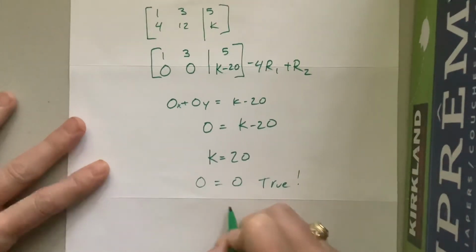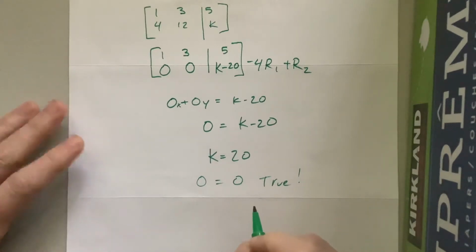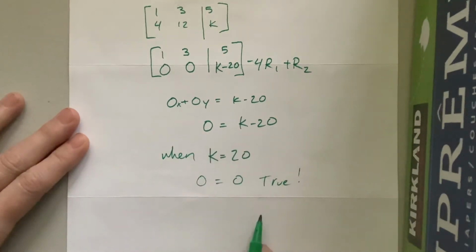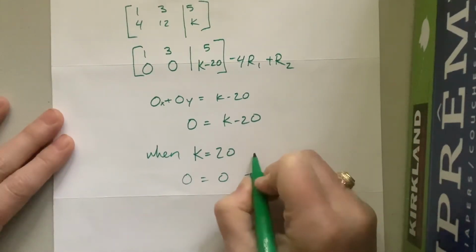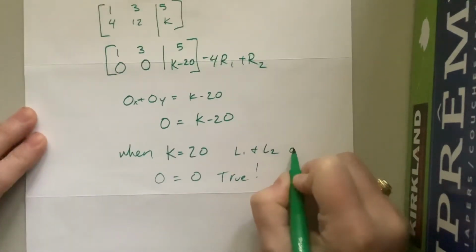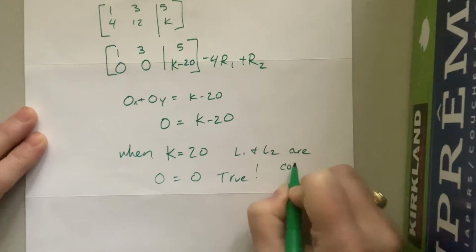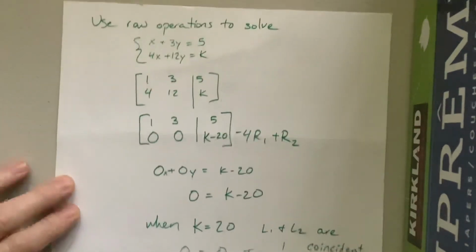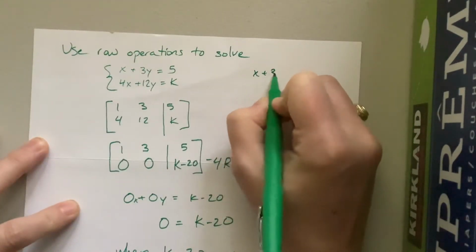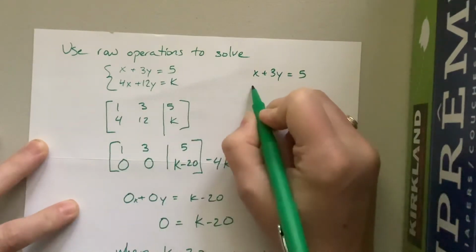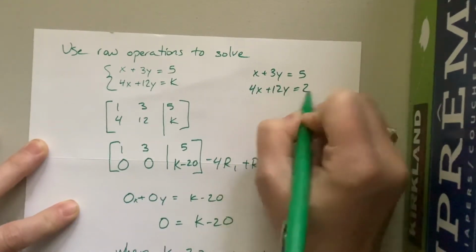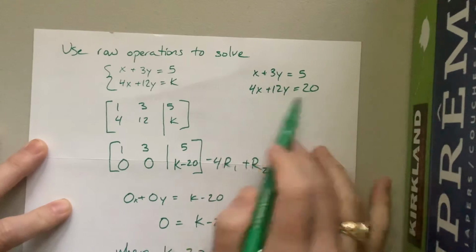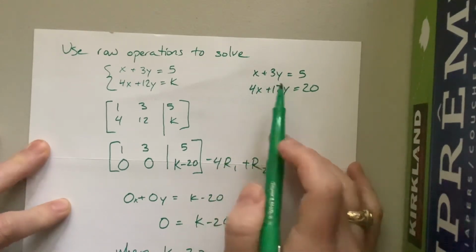That tells us that our lines are the same line. I think they use the word coincident. So when k is equal to 20, the lines are the same. Line 1 and line 2 are, I can't spell this early in the morning, coincident. Okay, they're the same line. Well, let's look at that. If I had this, x plus 3y equals 5, and then when k is 20, I have 4x plus 12y equals 20. All I've done is taken this first line and multiplied it by 4. 1 times 4, 3 times 4, 5 times 4. This is the exact same line. So yeah, it's the same line twice.